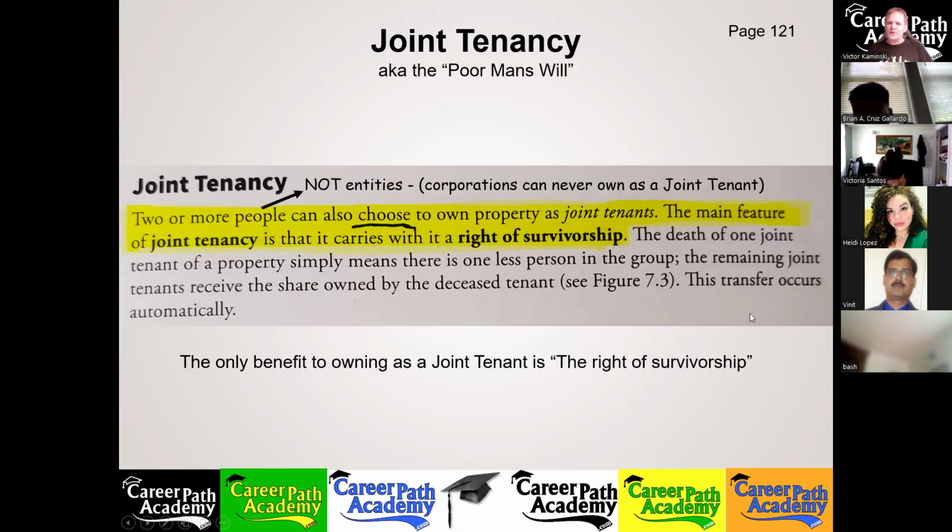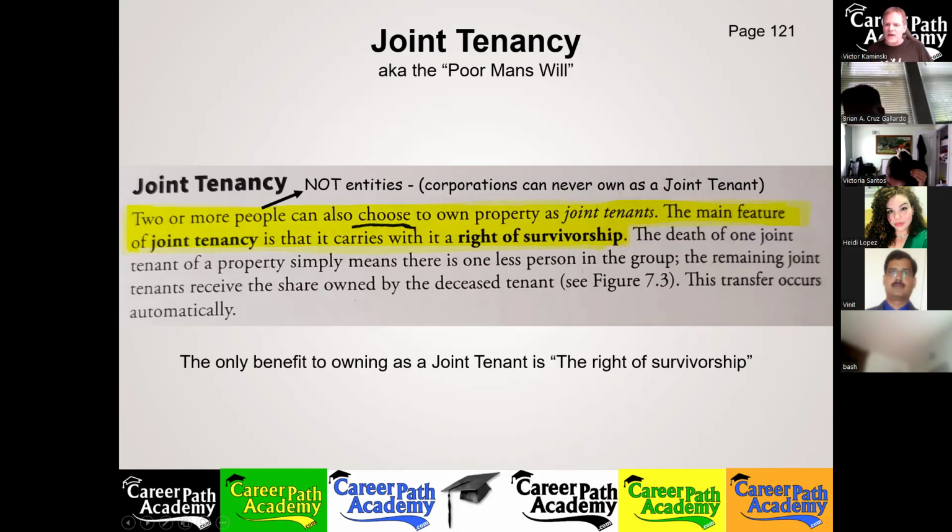I say they could choose because you have to choose. You have to state at the time you're taking the ownership that you wish to take ownership in this form. Otherwise, the default form of ownership when there are two or more owners of a property is tenancy in common. So unless you specify otherwise, and then you would specify, hey, we want to take ownership as joint tenants. Now, why would you want to specify that you want to take ownership as joint tenants instead of the default tenancy in common? Well, because it has the right of survivorship.